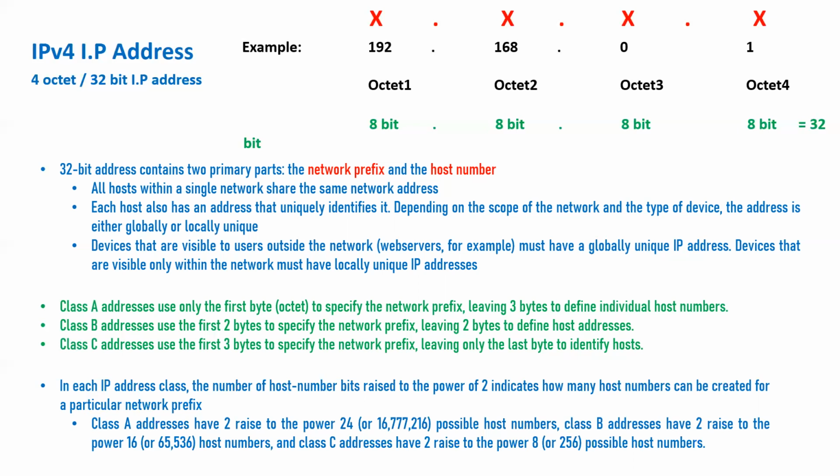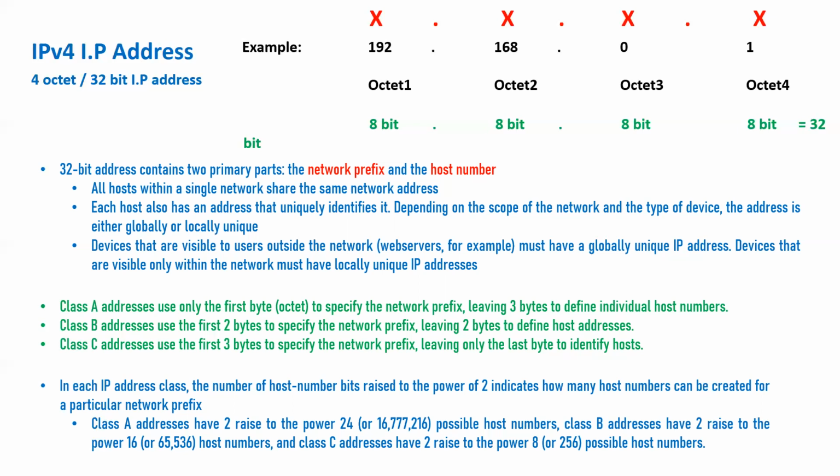Why 24 for class A? Because we have 3 octets reserved for the host, right? Each octet is 8 bits, so you have altogether 24 bits available for your host. So you can calculate 2 raised to the power 24. If you are not clear on what 2 raised to the power of 24 means, it means you multiply 2 by itself 24 times.